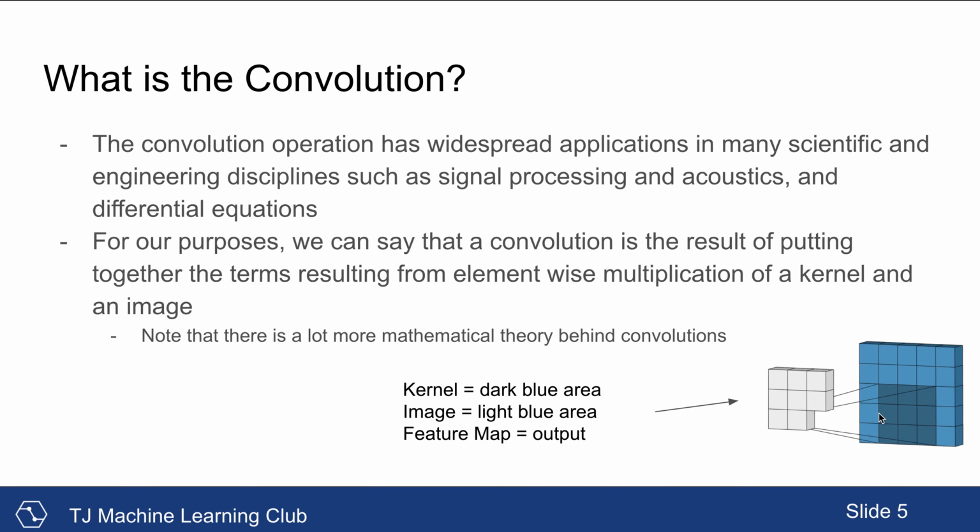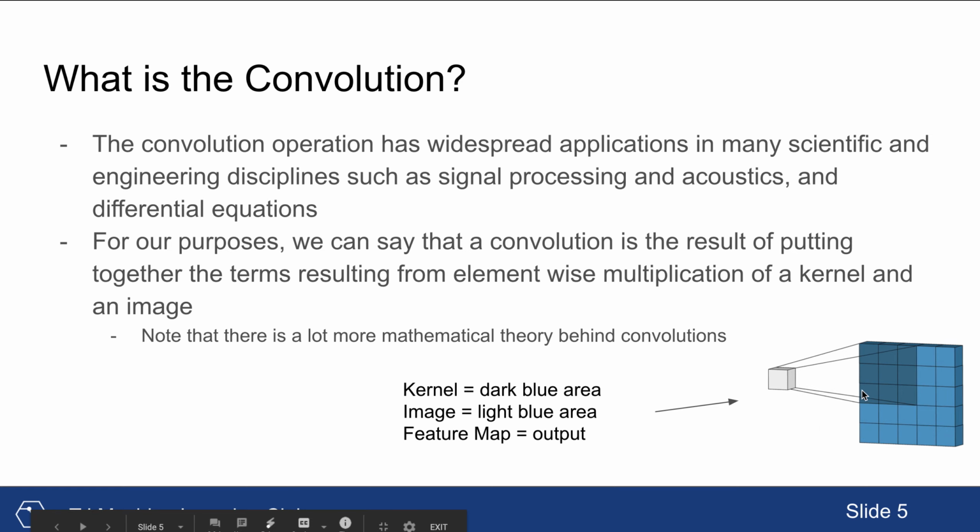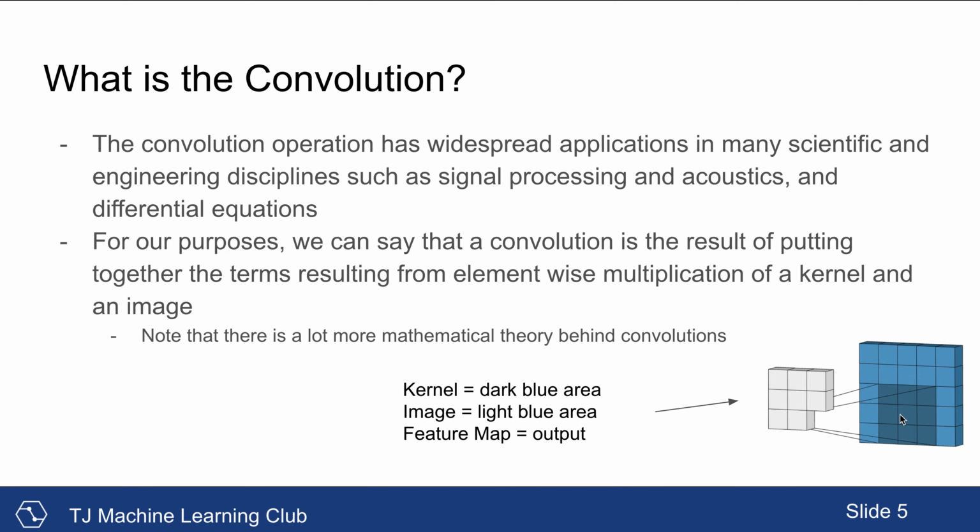So in this animation, the light blue set of squares is our image, and the dark blue square is a kernel. These are like our weights. The dark blue area is similar to the weights of our regular neural networks. And what gets outputted from carrying out this convolution operation using this kernel and this image is something we call a feature map.